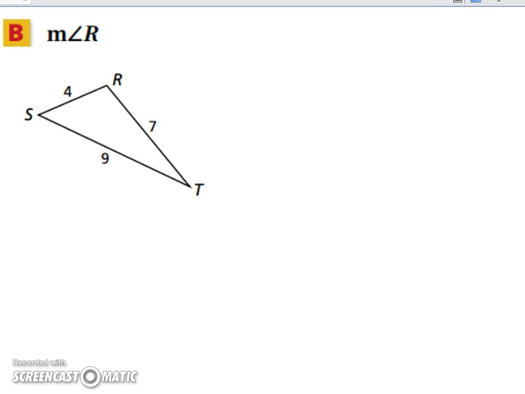Now that you've had a moment to try this next one on your own, let's work on it together. It wants us to find angle R. So we're going to use the side opposite it as what it's equal to. So 9 squared equals the sum of the other two sides squared, and the other two sides are 4 and 7, so 4 squared and 7 squared, minus 2 times those other two sides, so 2 times 4 times 7, and then times the cosine of R.